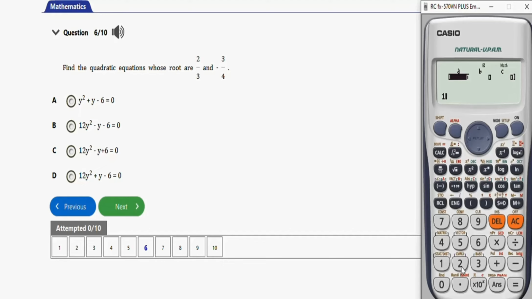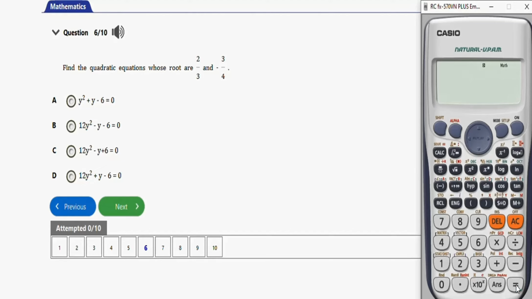So now our a will be 12, the coefficient of 12y squared, then -1, the coefficient of minus y is -1, then we still have -6 as a constant. Alright, so we have 3/4 and -2/3. No, so it has to be option, we don't have a negative sign in this root of the equation. So from this now, it has to be option C. The difference there is that here, this 6 is a positive sign, not a negative sign.